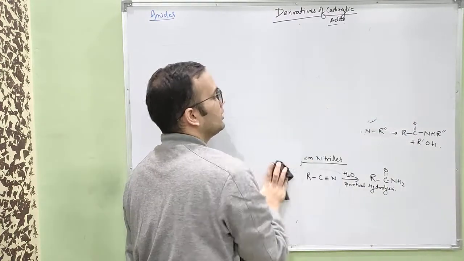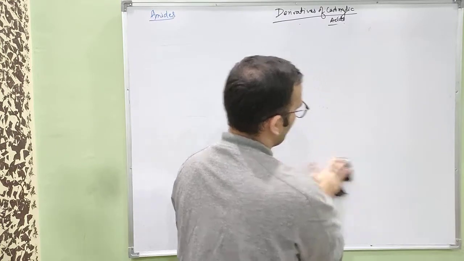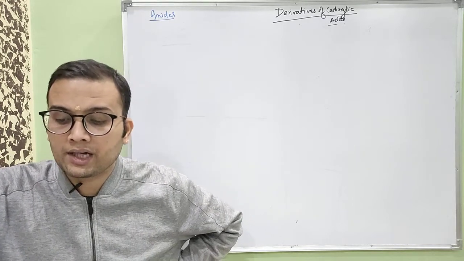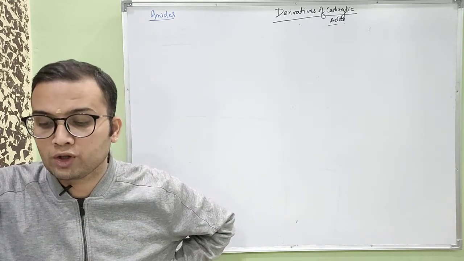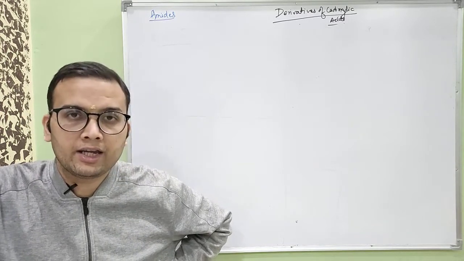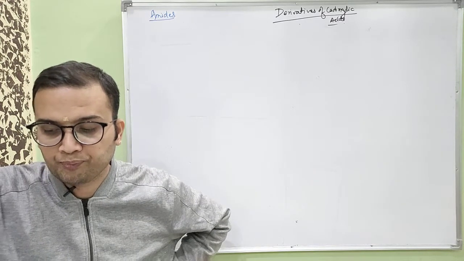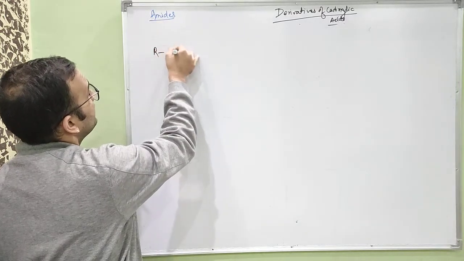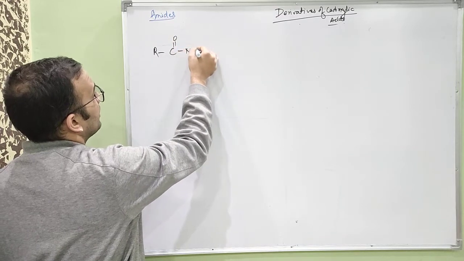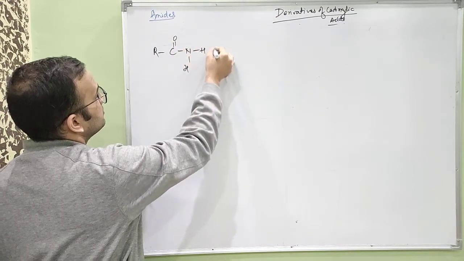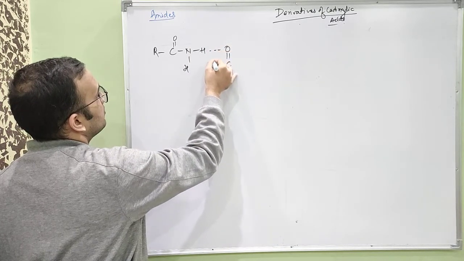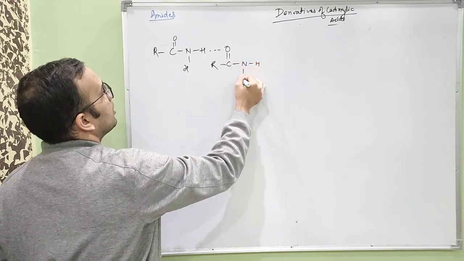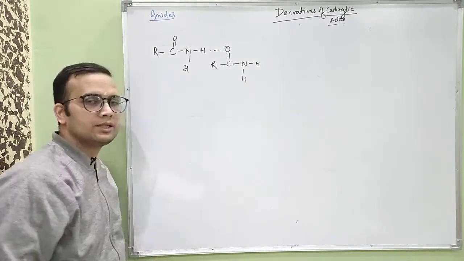Apart from formamide, all the other amides are crystalline solids at room temperature, full stop. They have relatively high melting and boiling points, because of hydrogen bonding, intermolecular hydrogen bonding. Like that. Got it? So these are the physical properties.